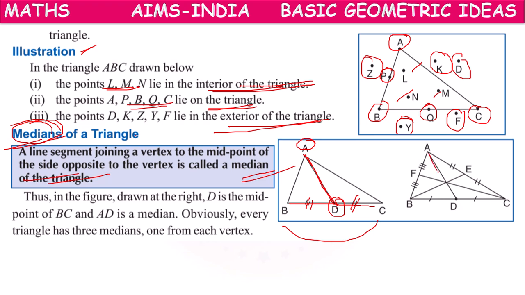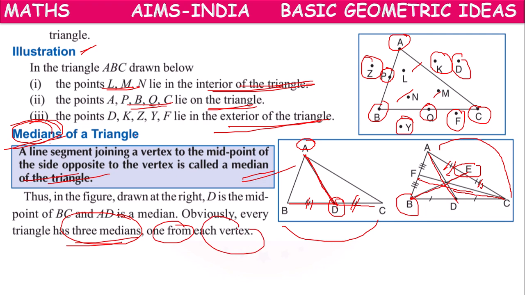In the same way, AD is one median. For B, AC is the opposite side. If E is the midpoint of AC, such that AE equals CE, then BE is called another median. In the same way, CF is called another median. So for a triangle, we can draw 3 medians. From one vertex, only one median we can draw, but on the whole, from 3 vertices, 3 medians we can draw.